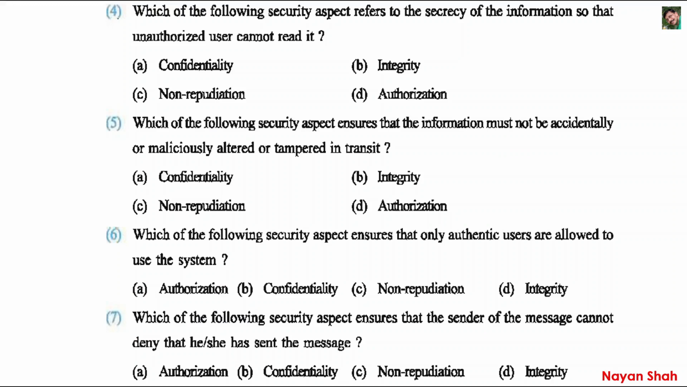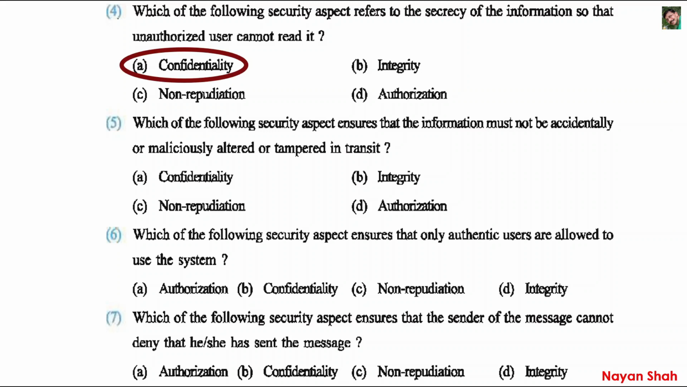Chapter 5, question number 4. Which of the following security aspects refers to the secrecy of the information so that an unauthorized user cannot read it? So the secrecy of the information is important. Don't look at the words unauthorized user. Here the word secrecy of information is very important, and for that it is confidentiality. Confidentiality refers to the secrecy of the information so that no unauthorized user can read it.